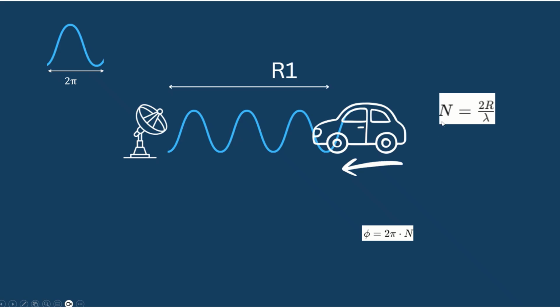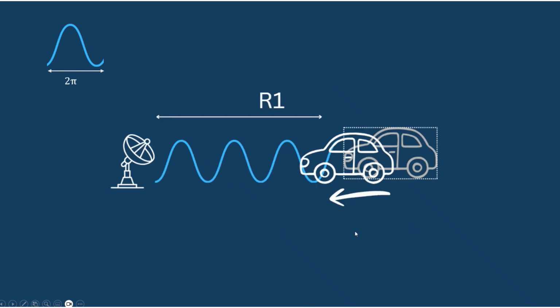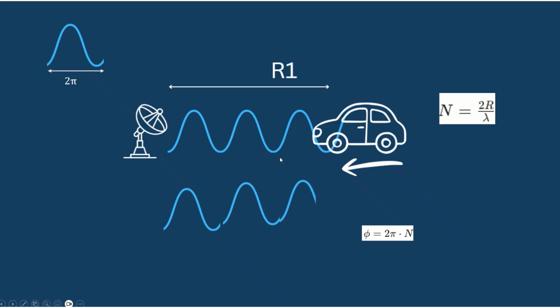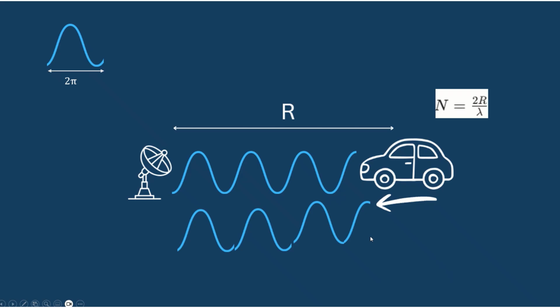So we can see that the total number of cycles occupied in between them can also be given by 2r by lambda. Here r becomes r1, that is the new distance of separation between them. So the total phase can be given by 2 pi into n. Here you can see that as the distance changes, the total number of cycles gets changed, that is, the total phase also changes. So we have seen that as the distance changes, there is a change in the total number of cycles or the total phase occupying in between the radar and car.